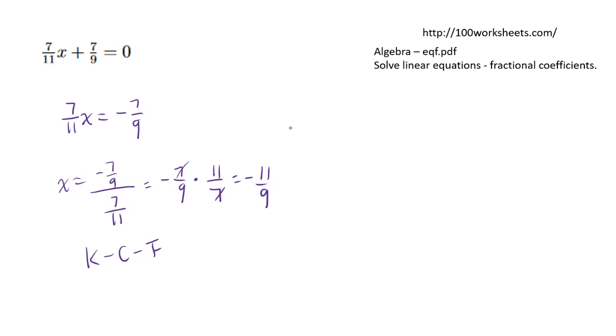Or another way to do this would be to, rather than thinking of this as dividing by the fraction, think of it like multiplying by the reciprocal. So you multiply 11 over 7 both sides, and these are going to cancel, and you get x equals to this side, but 7 and 7 also cancel, so you get negative 11 over 9. So this is an easier way to think about it.